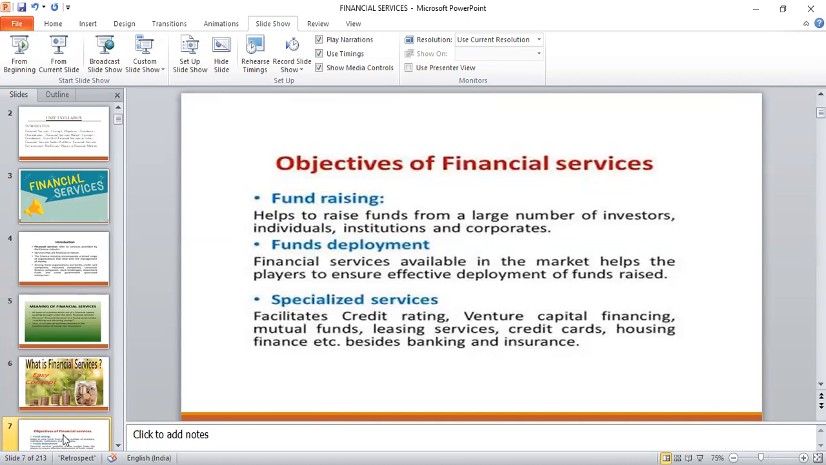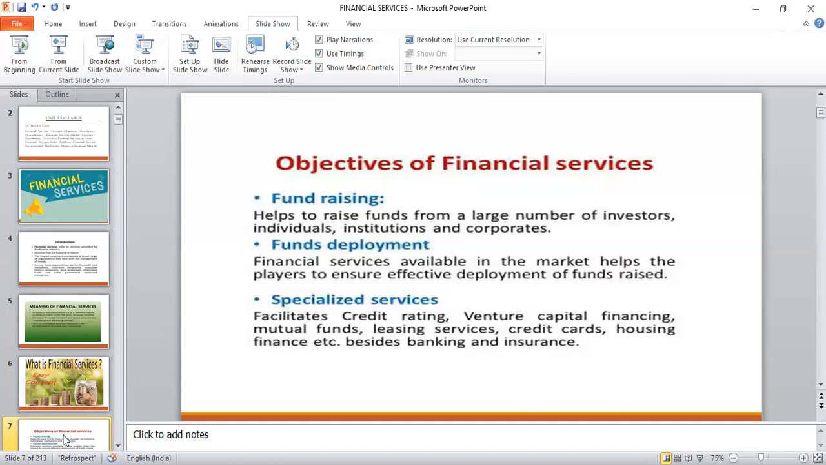So, the next comes our funds deployment. Financial services available in the market help the players to ensure effective deployment of funds, right? So we will absolutely try to deploy our financial services to get help out of what needs to be done and what needs to be taken care of to raise the funds in the market, okay, to survive in the market. The next comes specialized services.